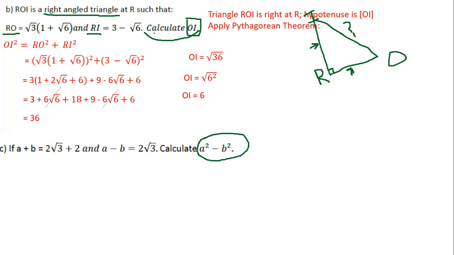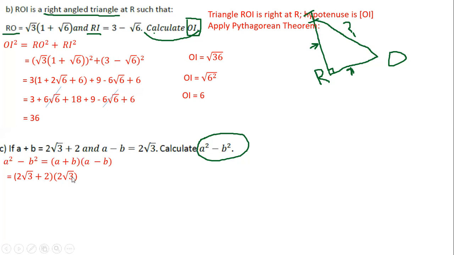So A squared minus B squared, as Hadi said, is equal to A plus B into A minus B. I am given A plus B, so I replace it by 2 radical 3 plus 2. A minus B is given, I replace it by 2 radical 3, so it's a matter of replacing. Now I have a parenthesis multiplied by 2 radical 3. The first by the first, the first by the second. 2 radical 3 multiplied by 2 radical 3. 2 times 2 is 4.